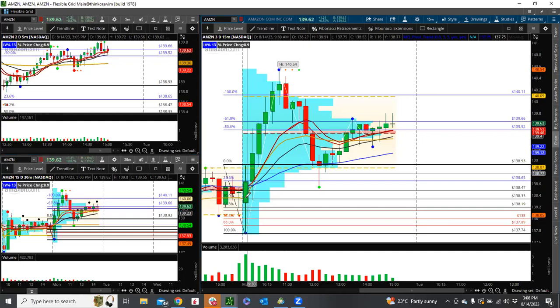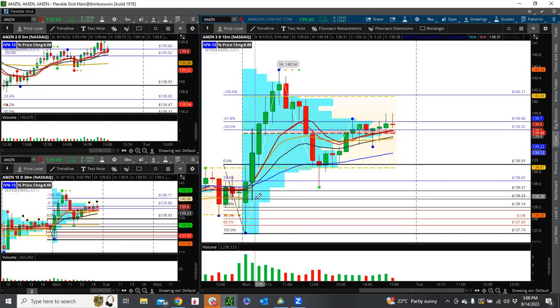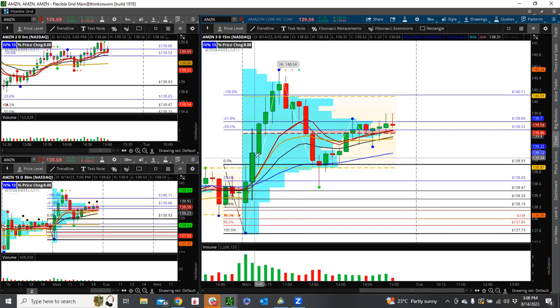You could have easily, after this first 15 minutes, thrown on the fibs and boom, perfect retracement to the 50%. And then off it goes. You put your entry in at the 50, stop goes down here below the 78.6, and boom, off it goes. Would have been a great trade. Okay. I didn't see that.